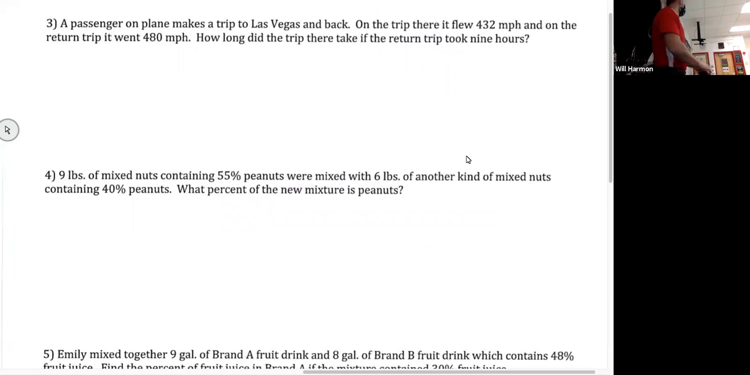A passenger on a plane makes a trip to Las Vegas and back. That was me. I went to Vegas. On the trip there, it flew 432 miles per hour. It's actually how fast planes fly. And on the return trip, it went 480 miles per hour.